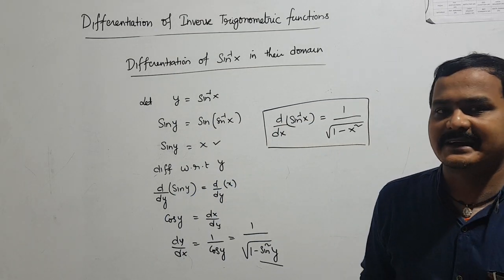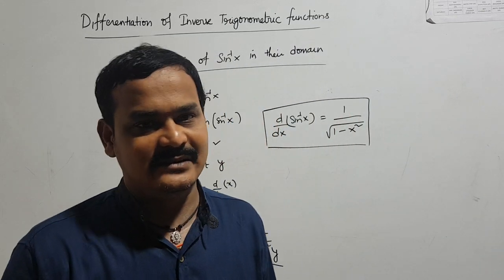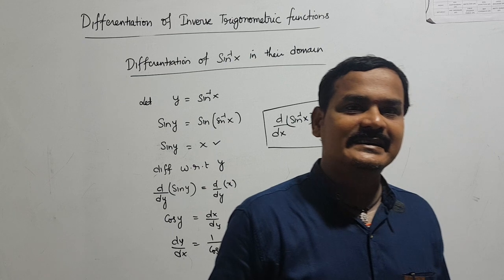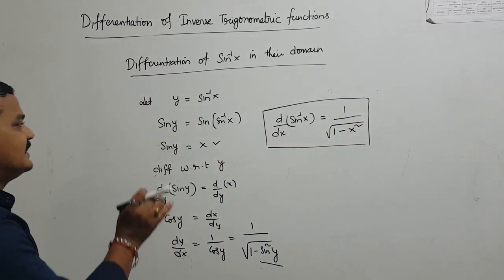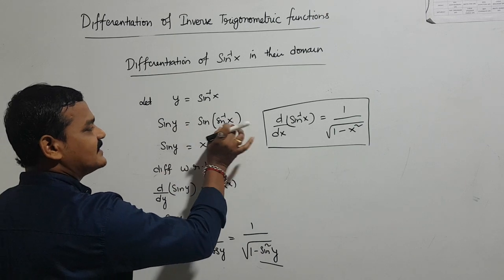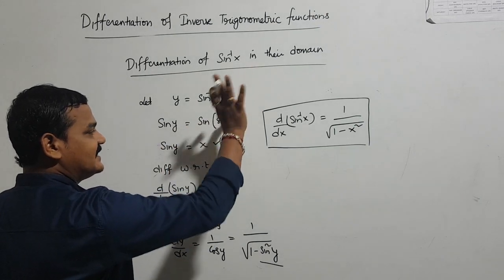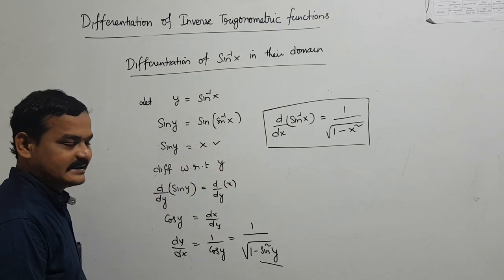First of all, I take sin inverse x as y. So y is equal to sin inverse x. Then take the sine function on both sides. Then sin y is equal to sine of sin inverse x. Sine of sin inverse x is in its respective domain. So sin y is equal to x.